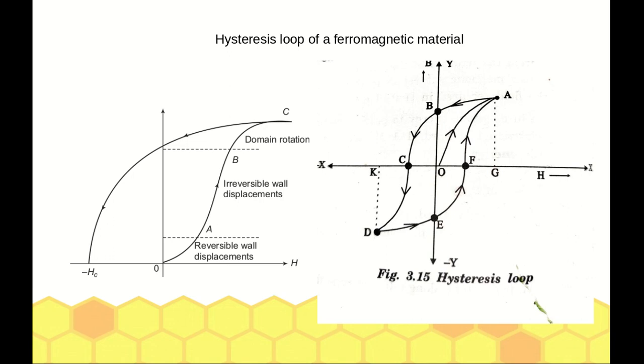The amount of magnetic field OC is given in reverse direction. So this is known as coercivity. Beyond this, as we further increase the reverse magnetic field, it will reach the point D. Beyond this point, we continuously increase the applied magnetic field, so it will reach the point A via E, F and A. So this cycle is known as the hysteresis loop.